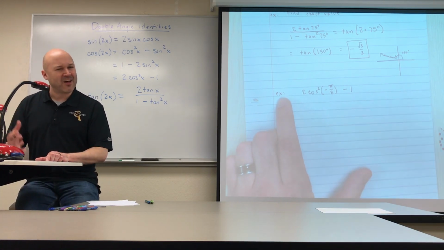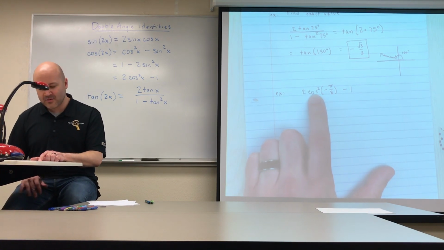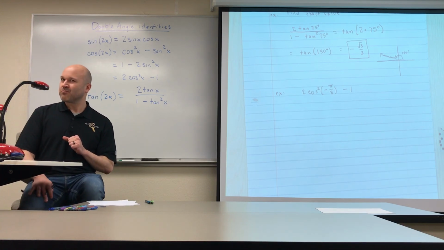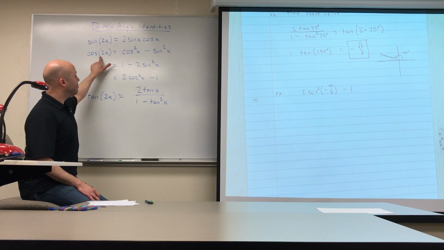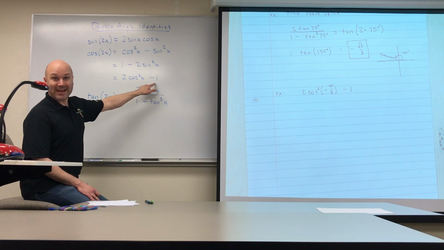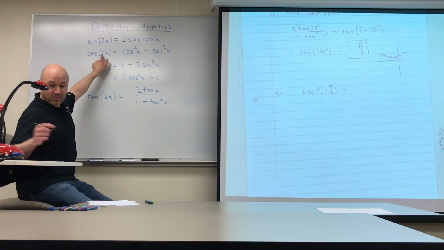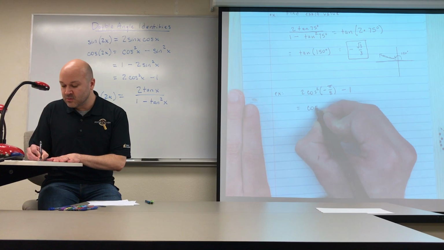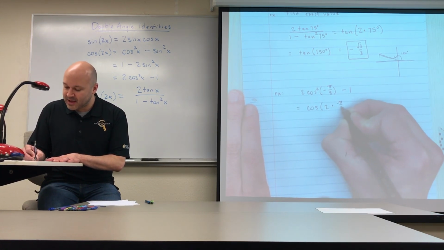So in this example, I want to find the exact value of 2 times cosine squared of negative pi eighths minus 1. I'm hoping you recognize this third variation of the cosine double angle. I've got twice cosine squared of some angle minus 1, meaning I can rewrite it as cosine of double that angle. So this is just equal to a single cosine of double negative pi eighths.